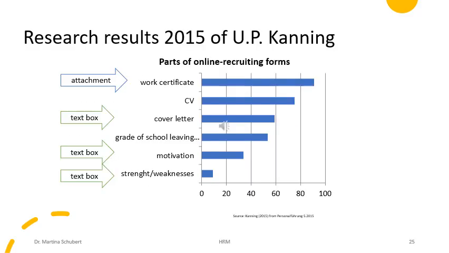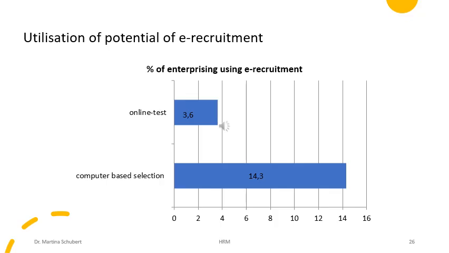Here I list the results of research done in 2015. What kind of information is asked in online recruitment forms? This is from the same research, indicating to which extent each method was used for e-recruitment. So very many more use computer-based selection than online testing.